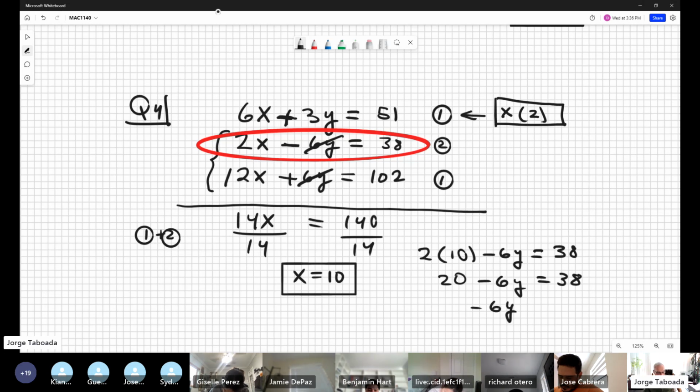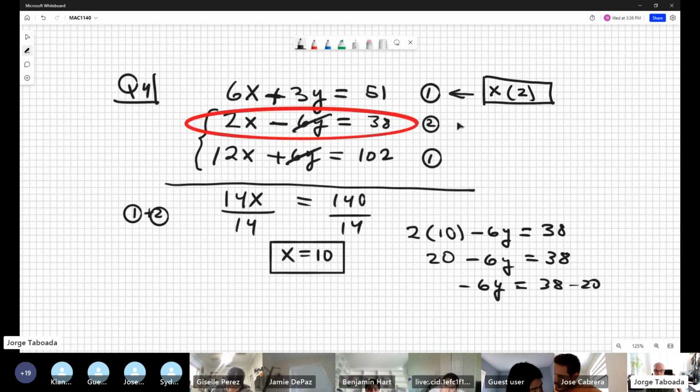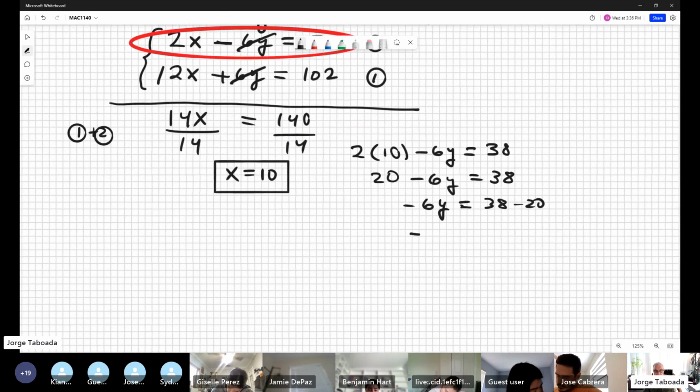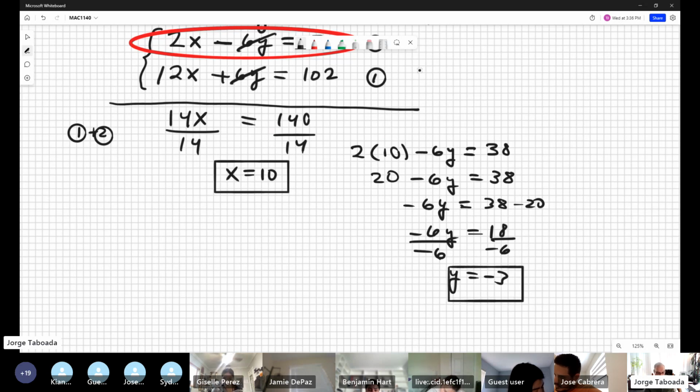Minus 6y is equal to 38 minus 20, which is 18. Then minus 6y is equal to 18, divided by negative 6 on both sides. Y is equal to minus 3. Therefore, my solution is the ordered pair 10, minus 3. Again, this is option A in our handout.